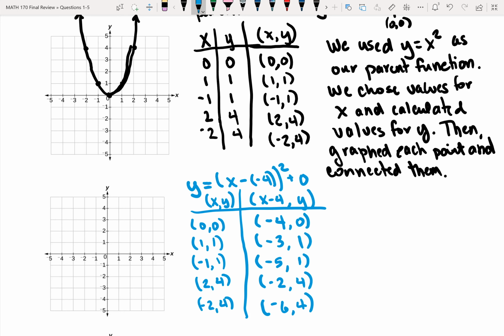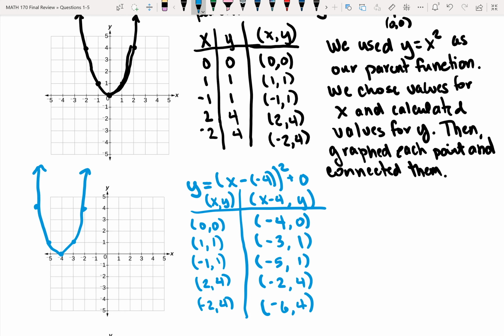So let's graph these points and see. So I have -4, 0, -3, 1, -5, 1, -2, 4, and then -6, 4. It's probably a little wide. If I connect them, then my whole graph shifts to the left.